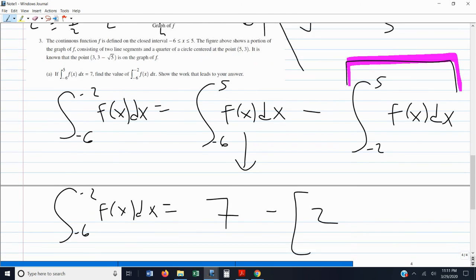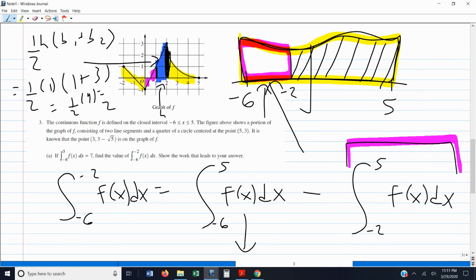Okay, so still trying to do that area from -2 to 5. We have the yellows that are canceling, the purples that are canceling. We have the blue trapezoid, which is the area of 2. And then they give you this challenge here.